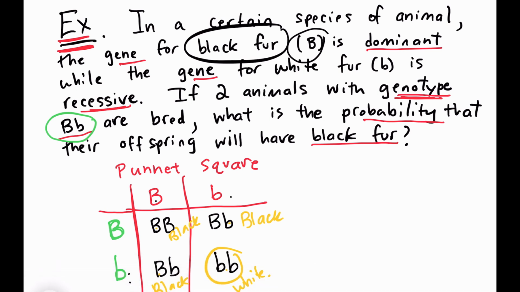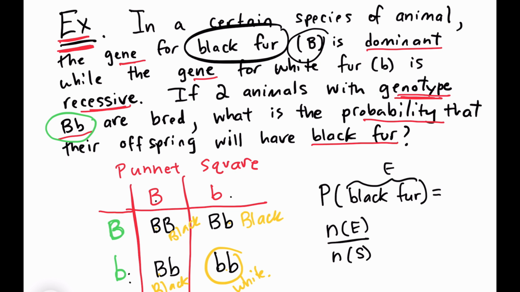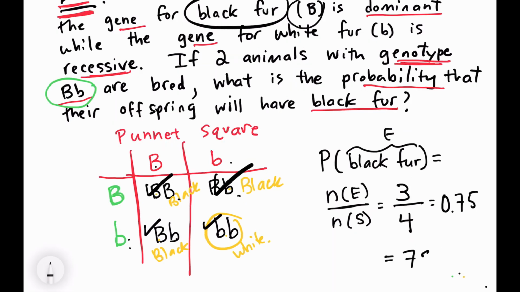So we can use the probability formula, and we say the probability of the offspring inheriting and having black fur would be the number of things in event E divided by the number of things in the sample space. There are 4 things in the sample space. So we have a 4 here. And how many of these cases will the animal have black fur? 3. So this is going to be 0.75 or 75%.